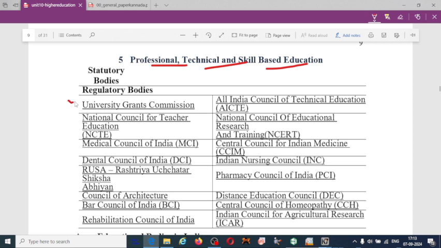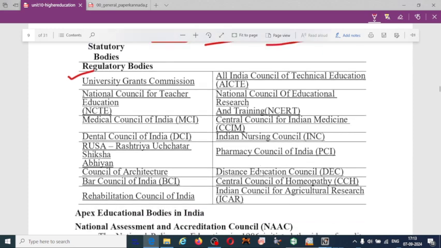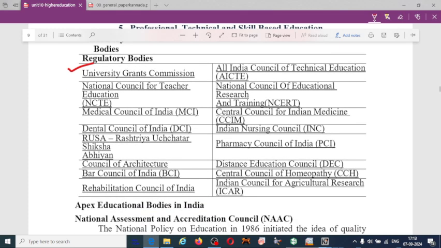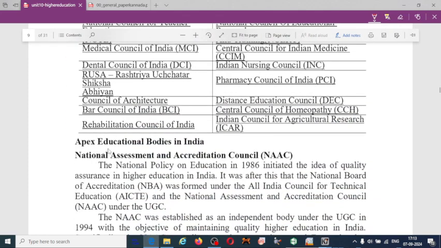First the name that comes is UGC, University Grants Commission, NCTE, MCI, DCI, RUSA and NCERT, AICTE. All the long forms have also been given. And let us know the importance of all these regulatory bodies. Apex educational bodies in India. First comes NAAC, National Assessment and Accreditation Council.